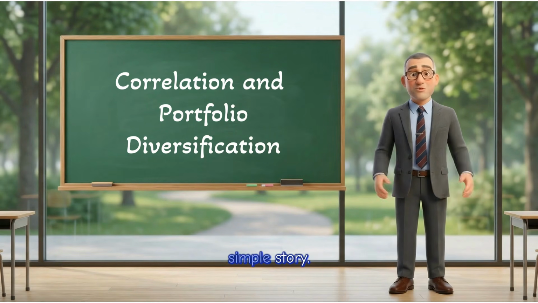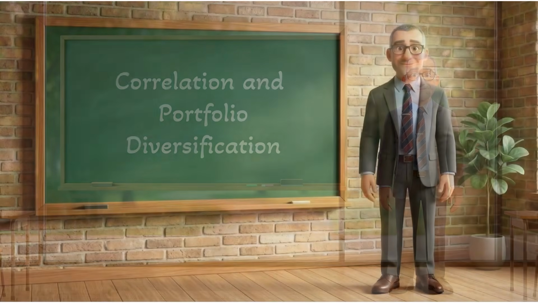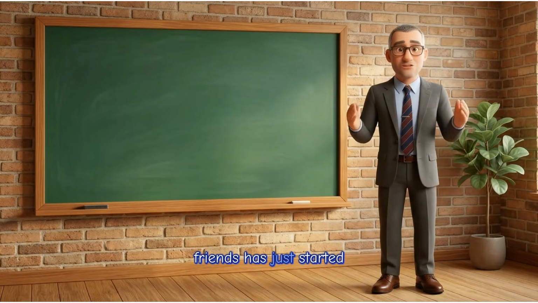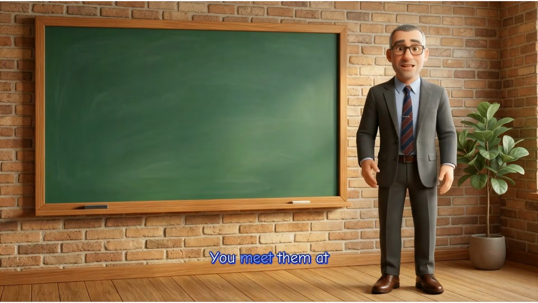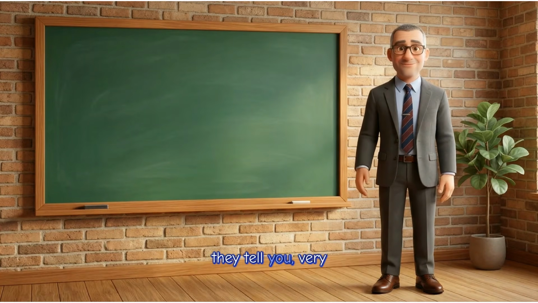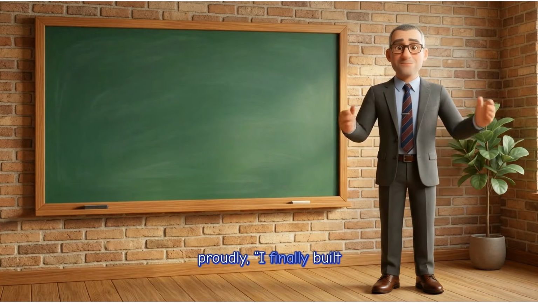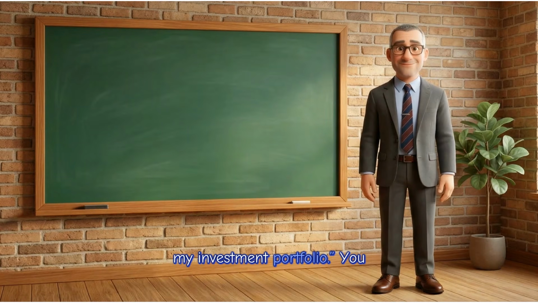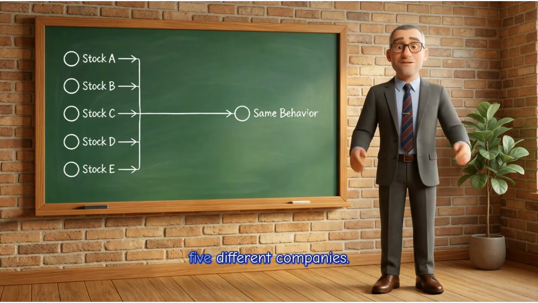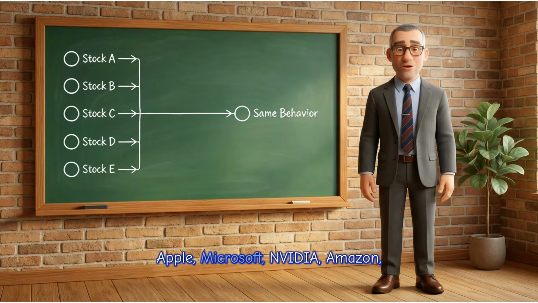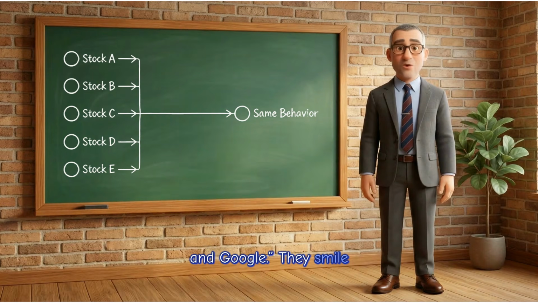Let's start with a simple story. Imagine one of your friends has just started investing. You meet them at a coffee shop and they tell you, very proudly, "I finally built my investment portfolio." You ask them what they bought. They say, "I bought 5 different companies: Apple, Microsoft, Nvidia, Amazon, and Google." They smile and say, "See, I diversified."